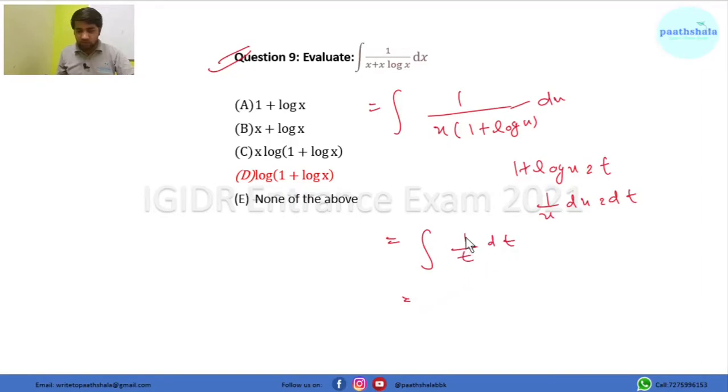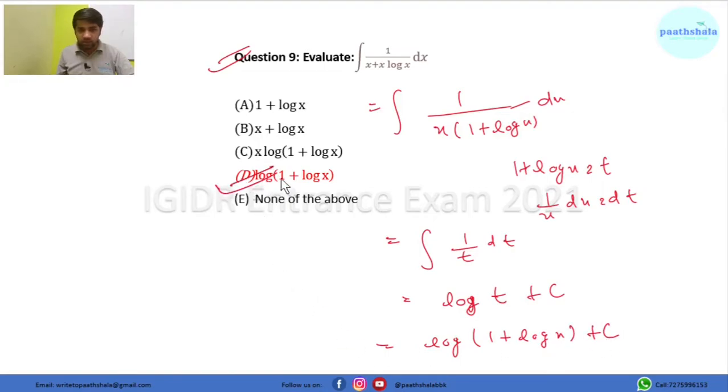Now, the integration of 1 upon x, or 1 upon t, is log t. So this is log t plus c. At the place of t we can write 1 plus log x, so this comes out to be log of (1 plus log x) plus c.